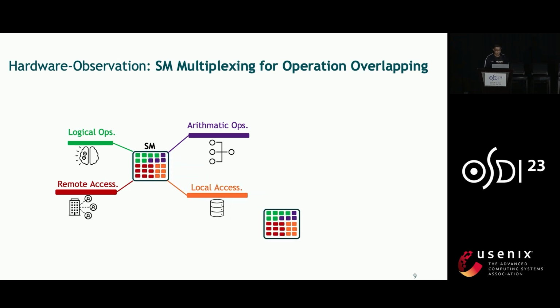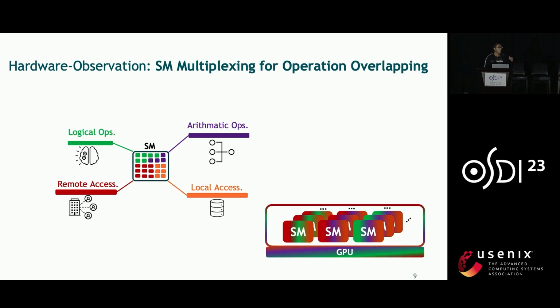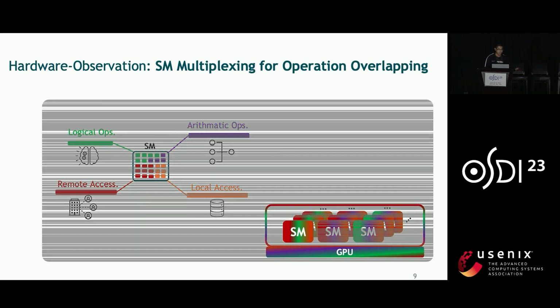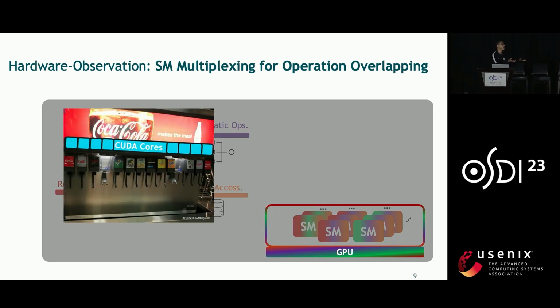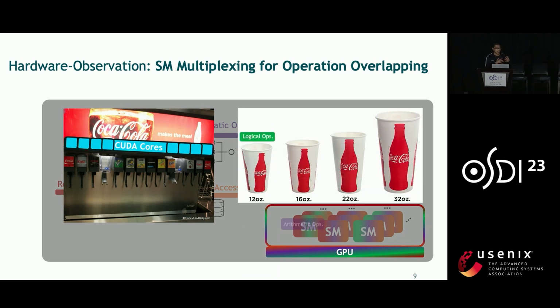In a simple analogy, once we have different stream processors perform different operations, we can treat it as the Coke vending machine, which we regularly see at Costco. And with this kind of design, each stream processor is the vending machine, and each operation of a different type can be treated as a different cup in a different size.